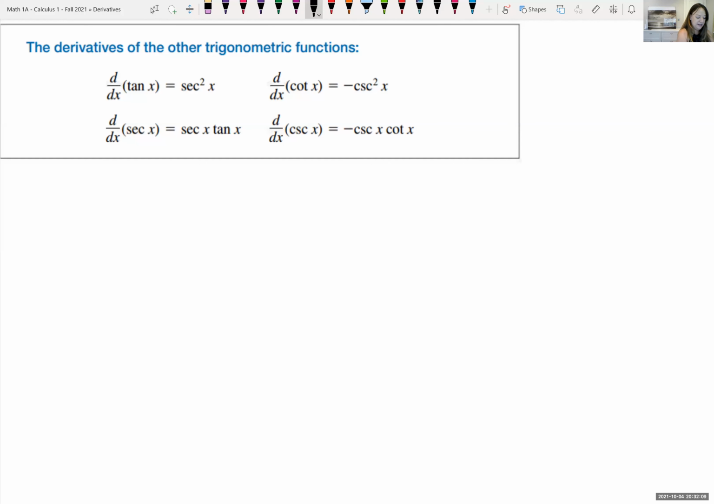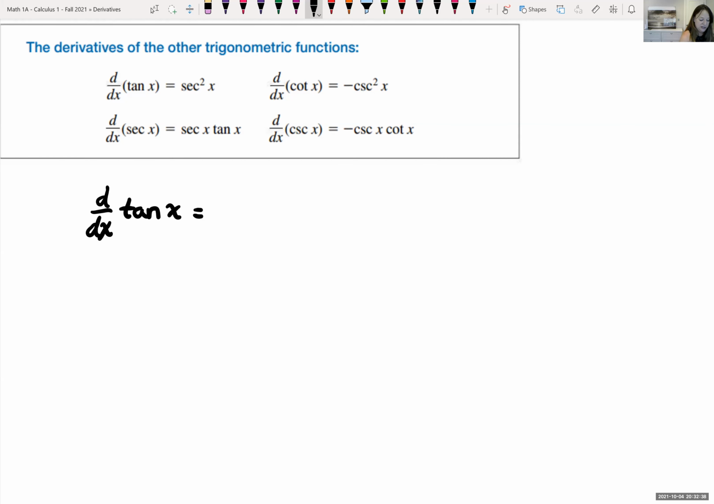Okay, so we're looking at the limit as h is approaching 0 of tan of x. Actually, what am I doing? We don't have to do that. We're not going to do the formal definition. Let's do this: the derivative of tangent of x.